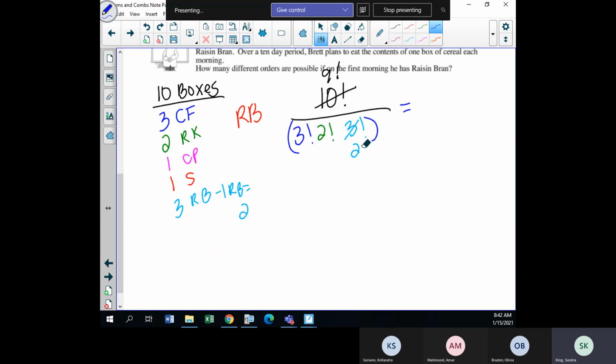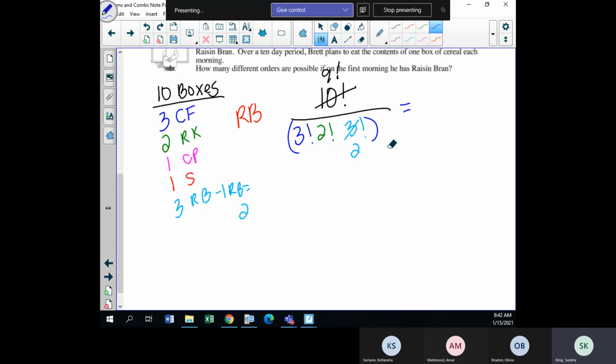Or, to be even quicker at this, what is 3 factorial? Yeah, most of you should be able to do that in your head. 3 factorial is 6. So 6 times 2 times 2, right? If you want it to be faster. Or you can do 6 times 4. Just make sure that that's in a bracket.